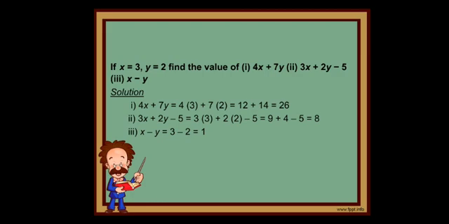Third one, x minus y. So x is 3 and y is equal to 2. x minus y is equal to 3 minus 2, which is equal to 1. So the value of x minus y is equal to 1 when x is equal to 3 and y is equal to 2.